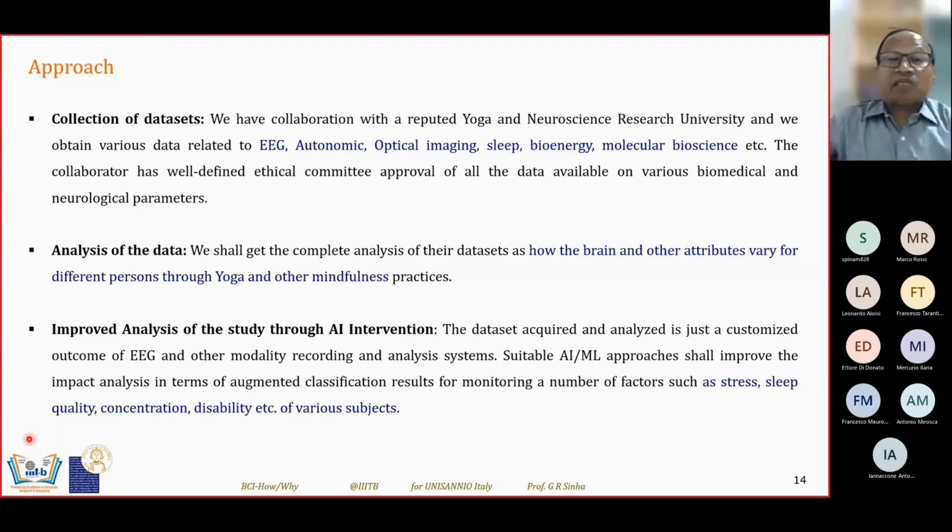So it's not very much directly associated with what I am saying, that BCI is used to generate commands, but BCI can be used to assist in healthcare. This is some application similar to that.